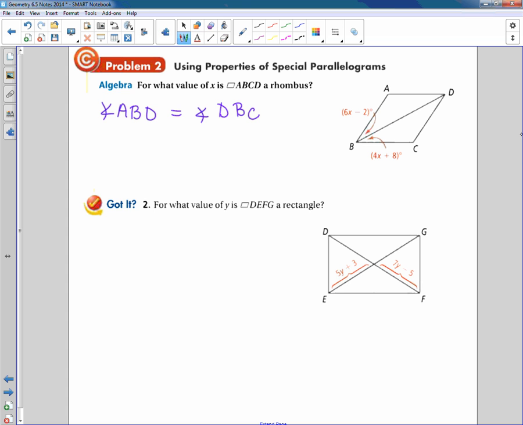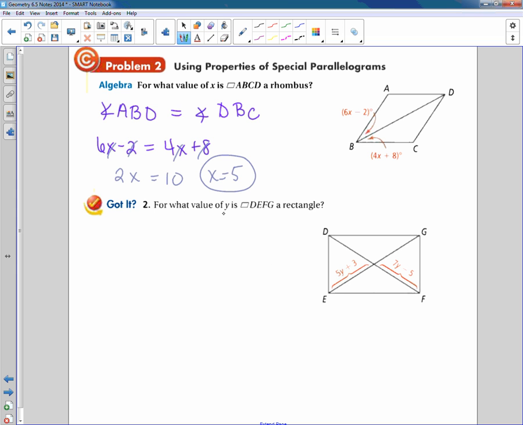So now I would just fill in the expressions for those. The expression for ABD is 6x minus 2, and the expression for DBC is 4x plus 8. If I just solve that algebraically, I'll have 2x equals 10, so x is going to equal what? 5. So in order for this to be a rhombus, x would have to equal 5. Okay, we'll look at the next one.